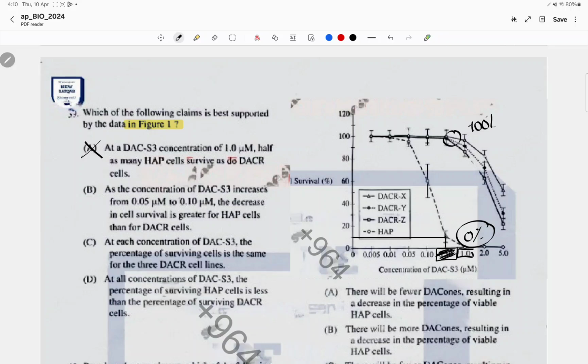As the concentration of the DACS3 increases from 0.05 to 0.10, the decrease in cell survival is greater for the HAP. That's actually true, right? They just dropped. So it's B.